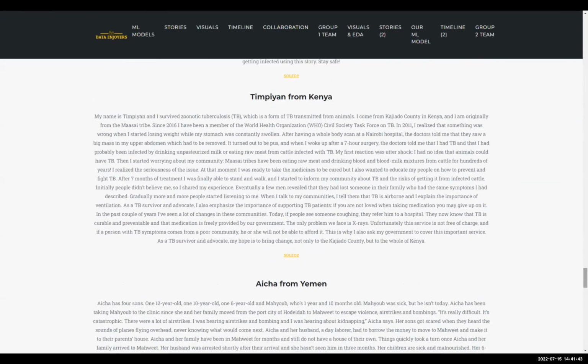And then there's, I'm not sure how to pronounce it, I might butcher it, Timpion? I don't know, from Kenya. He survived tuberculosis, which is zoonotic tuberculosis, a form of tuberculosis transmitted from animals. He's from the Maasai tribe, and one day he realized that something was wrong when he started showing weird symptoms, and he went to the hospital. Doctors told him that he had tuberculosis, and so he got healed, and now he's an advocate, and he tries to spread awareness about tuberculosis in his community.